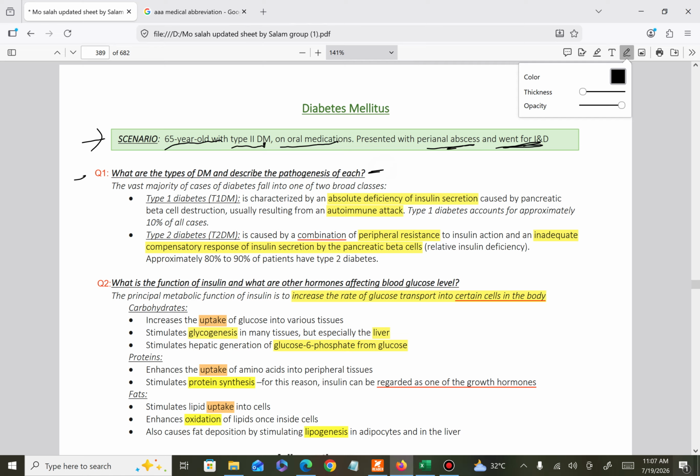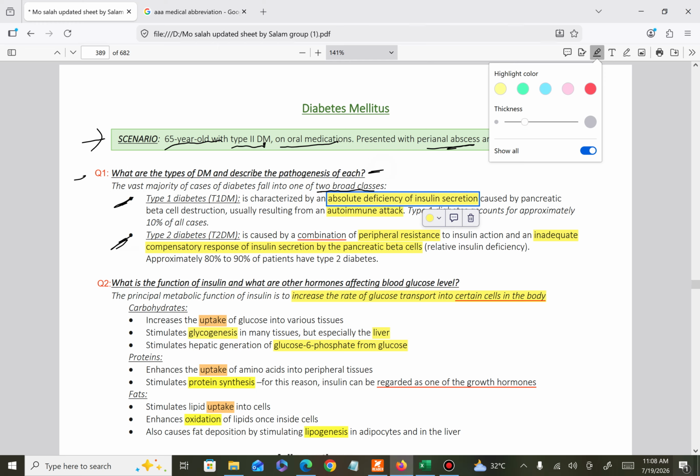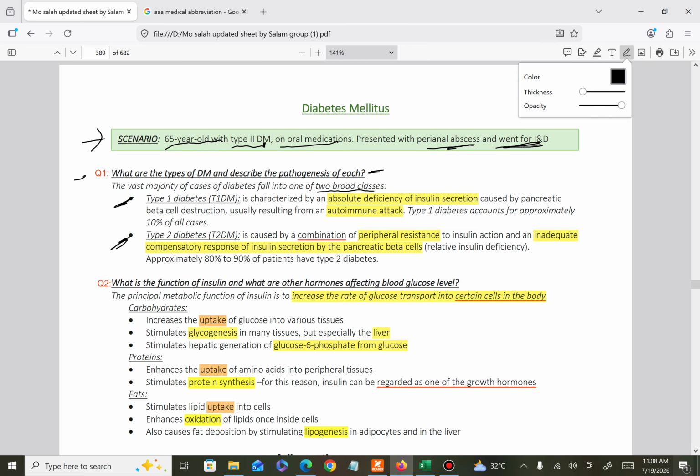So diabetes is classified into two broad classes. Okay, one is type 1 diabetes and the second one is type 2 diabetes. Type 1 diabetes is characterized by absolute deficiency of insulin secretion. Okay, so there is deficiency or absence of insulin secretion caused by pancreatic beta cell destruction. Okay, so pancreatic beta cells destruction occurs in type 1 diabetes, which causes the deficiency of insulin secretion. Okay, usually resulting from an autoimmune attack.